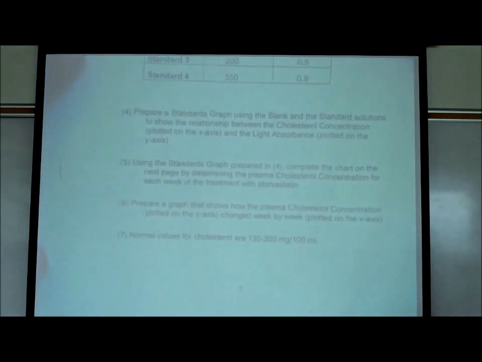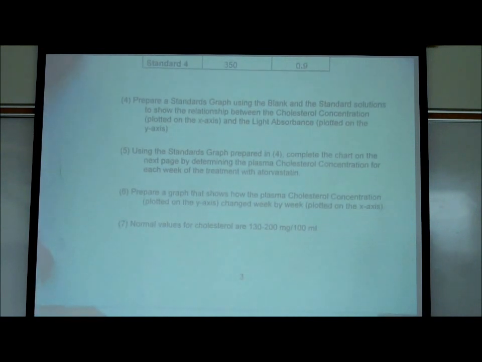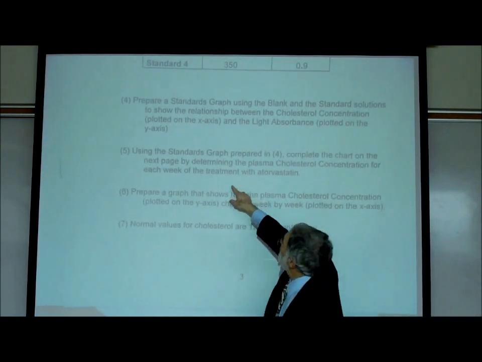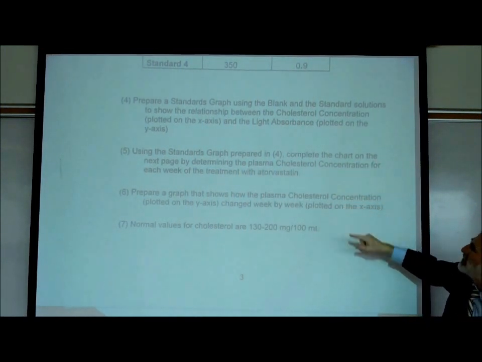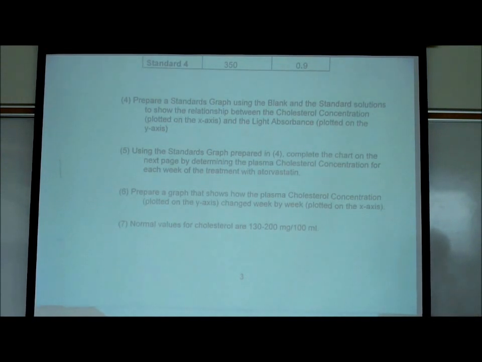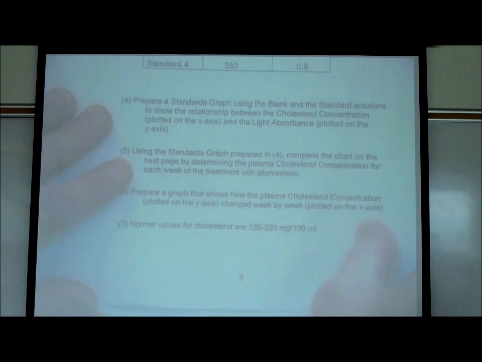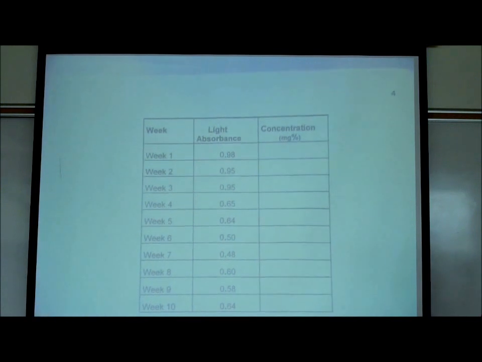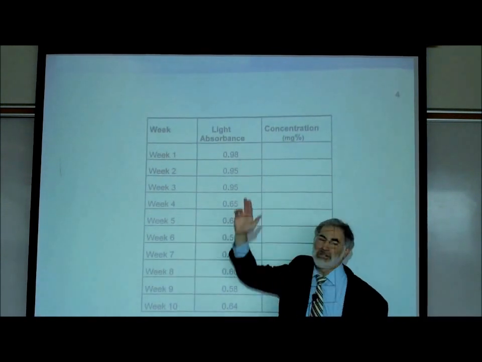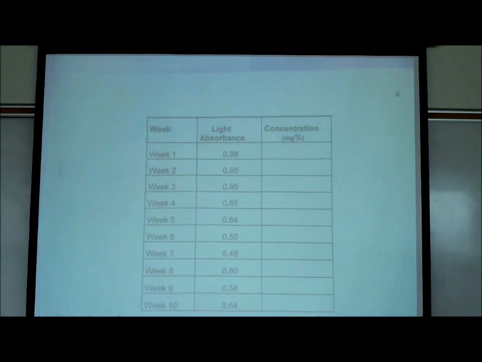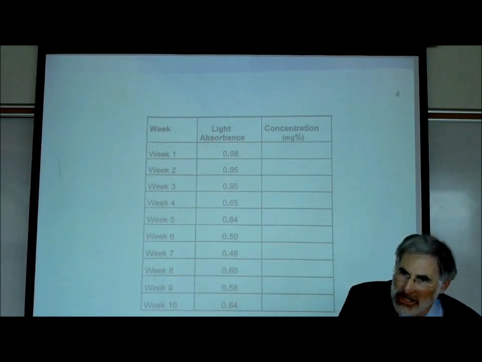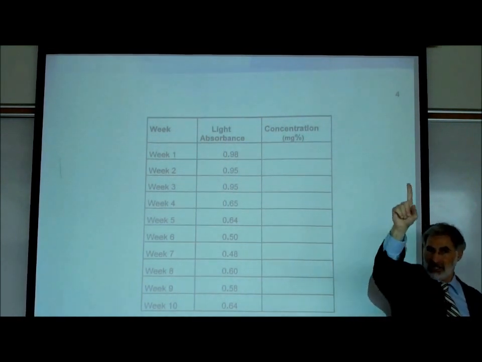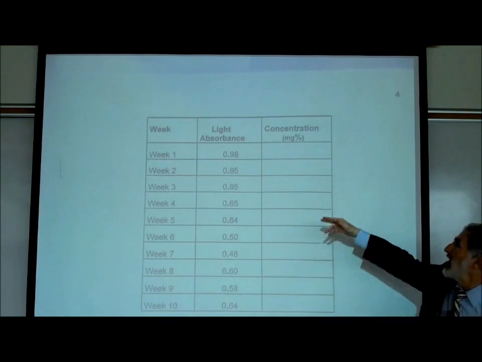Back on page 3 of your Lipitor handout, we wrote, using the standard graph prepared in number 4, complete the chart on the next page by determining the plasma cholesterol concentration for each week of the treatment with atorvastatin. You'd say, what does that mean? Look on the next page, page 4. These are the light absorbances that were measured using a spectrophotometer in the clinical lab, and you're going to convert that into what the cholesterol concentration was week by week using that graph you just created. So these are the unknowns.